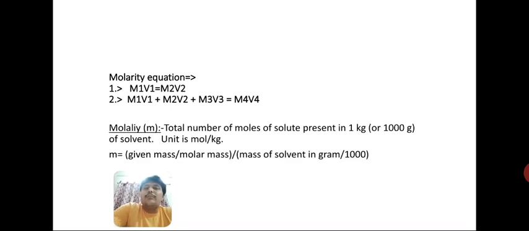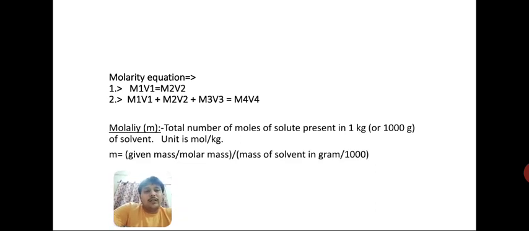Now next is molality. So first one was molarity, here it is molality. Molality is represented by small m. It is the total number of moles of solute present in 1 kg or 1000 gram of solvent. So listen carefully, here it is in terms of solvent, not in solution. Its unit is mole per kg.